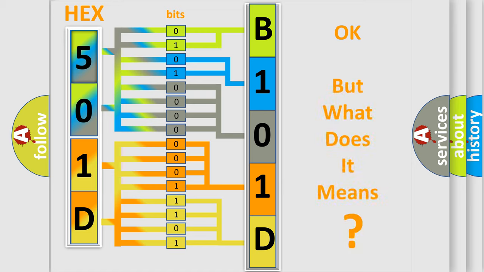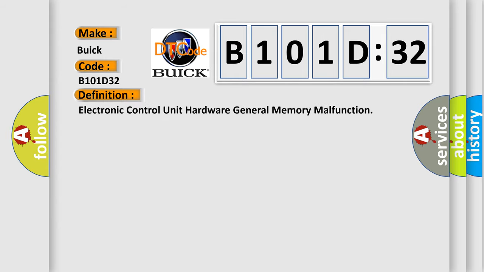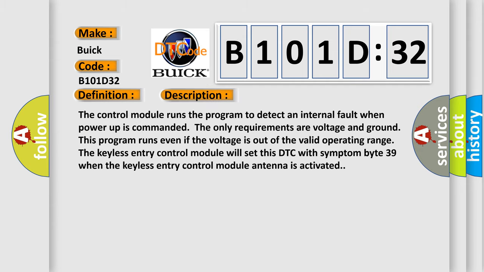The number itself does not make sense to us if we cannot assign information to what it actually expresses. So, what does the diagnostic trouble code B101D32 interpret specifically for Buick car manufacturers? The basic definition is: electronic control unit hardware general memory malfunction. And now this is a short description of this DTC code. The control module runs the program to detect an internal fault when power up is commanded. The only requirements are voltage and ground. This program runs even if the voltage is out of the valid operating range.